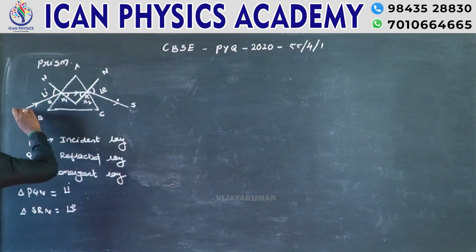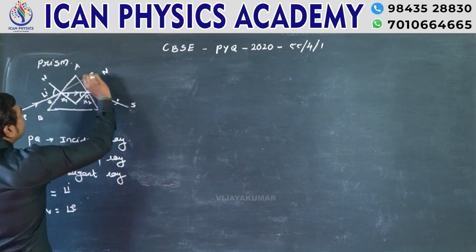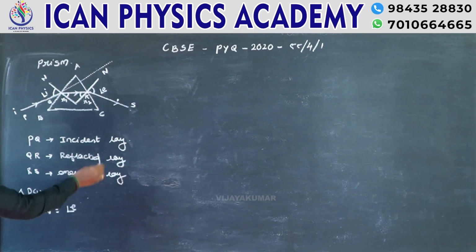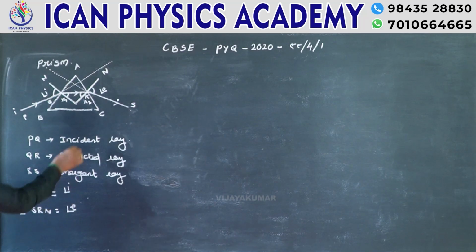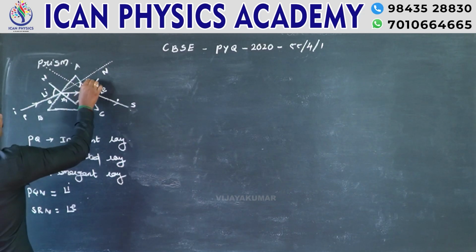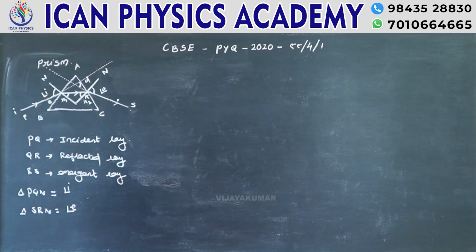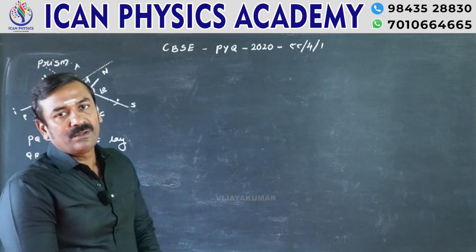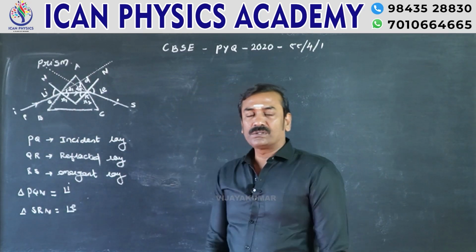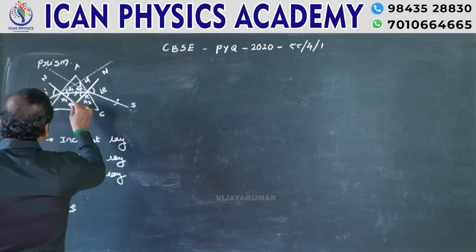Now the ray which is incident is extended. At the same time, the ray which is emergent is also extended. So it makes the angle of deviation, which is taken as D. Now the angles between the normal and the undeviated ray are called D1 and D2. Do you get it now? Do you have any doubts? No doubts. Now we are going to simplify the diagram.